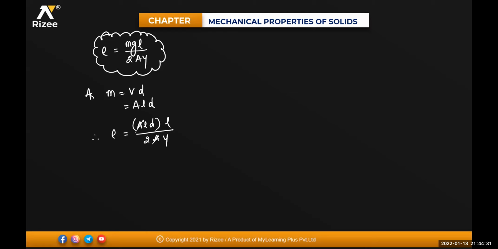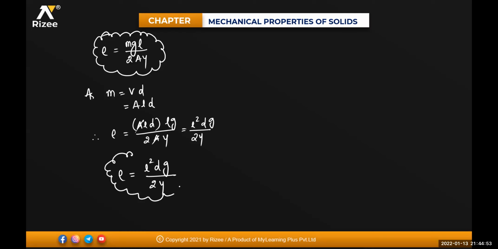This A will get cancelled. So it is L square into density D divided by 2 into Y. Okay, so g is also there, no? So it is into g because in the upper form there is a g. So the elongation formula is L square density into g divided by 2 times Young's modulus.